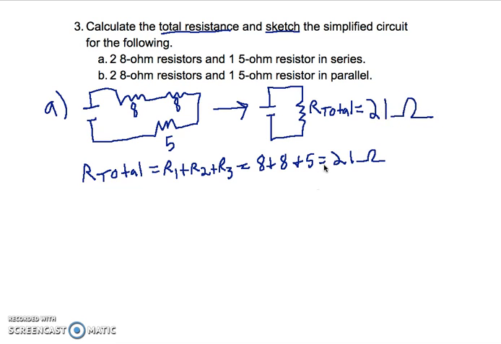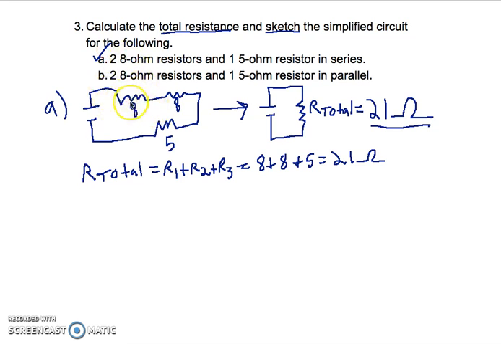So that's the idea. And if we notice, this is our total resistance. It's just a sum of all the resistors. If we look at this, 21 ohms is greater than any individual resistor. It's greater than either of the 8s or the 5, because every resistor is going to add just another obstacle for electricity. So that's the idea for the series circuit.